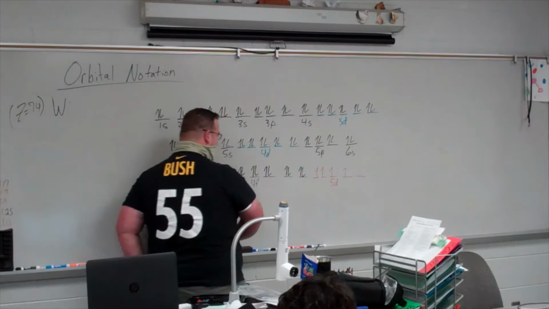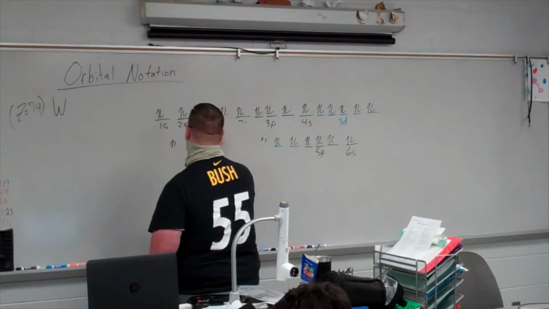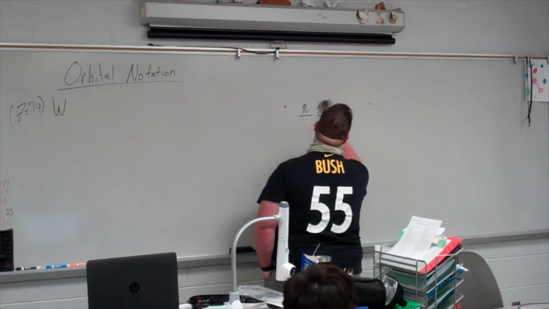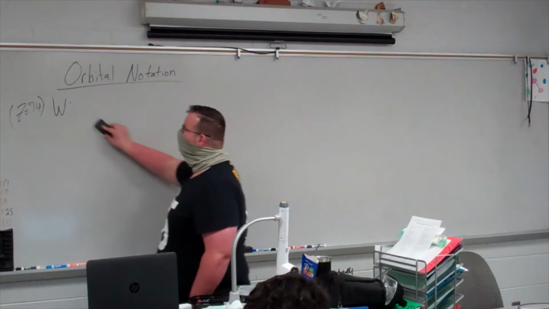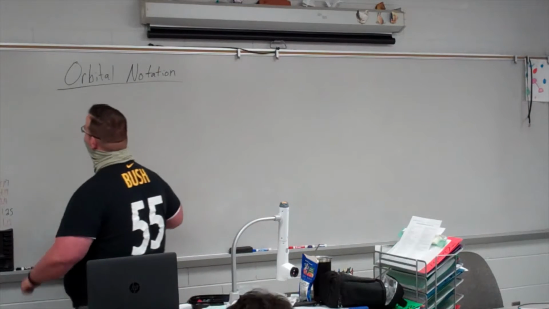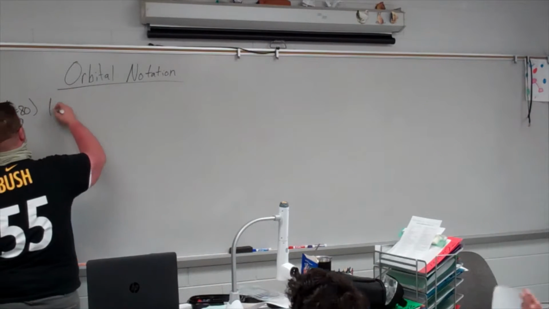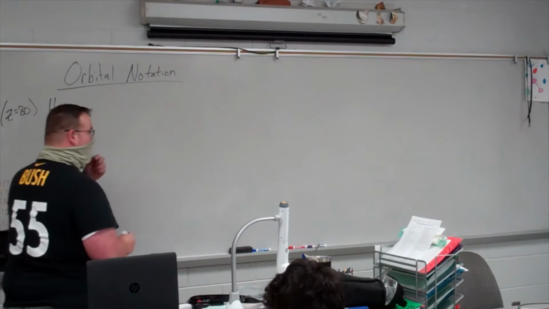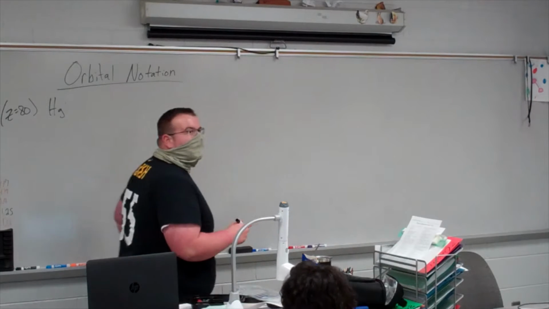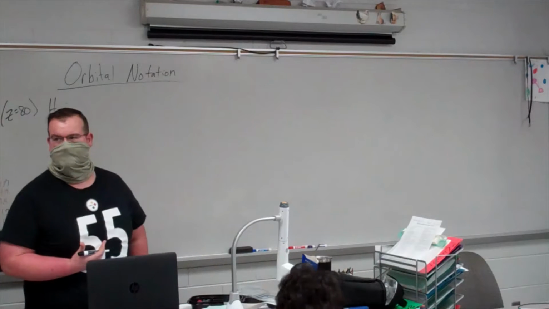We left off yesterday, and I left you trying an orbital notation problem of Mercury, right? So we were working Mercury back here. Atomic number 80, Mercury. So you should have already had this worked out and had this done, okay? So give me a moment and let me get the answer up here.